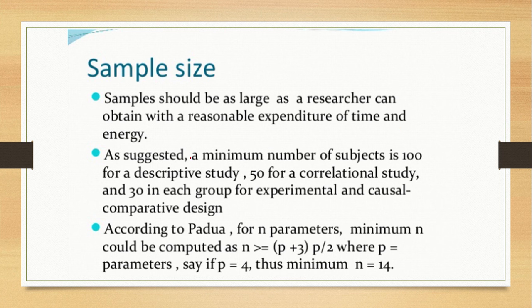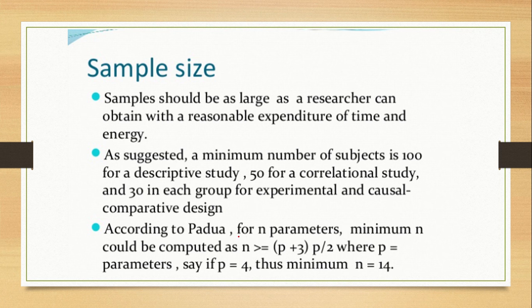time and energy. As suggested, a minimum number of subjects is 100 for a descriptive study, 50 for a correlational study, and 30 in each group for experimental and causal comparative design.